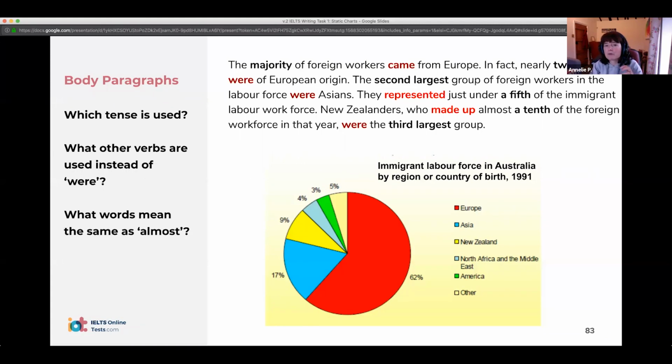And what kind of approximate language can you see there? Good. We've got "nearly", "just under", "almost". Talu, "approximately" works as well. That's very good. "Close to", "around", "roughly". So do use that approximate language. It's good use of language. It adds to your word count as well, and it shows a good awareness of the language. So that is our first body paragraph.